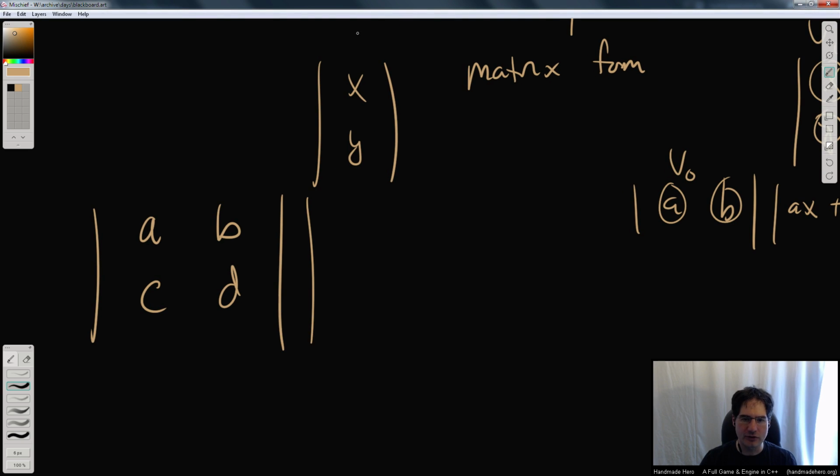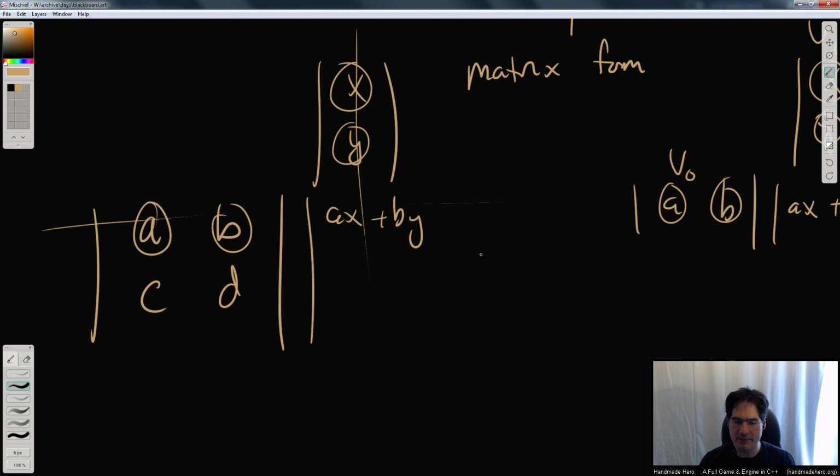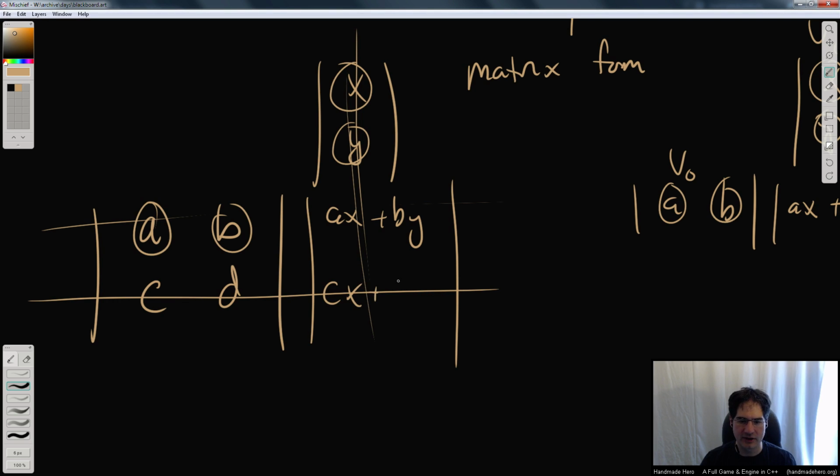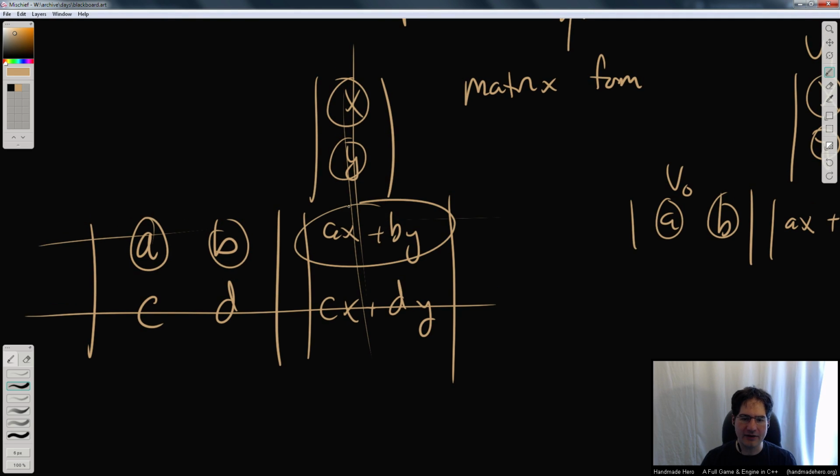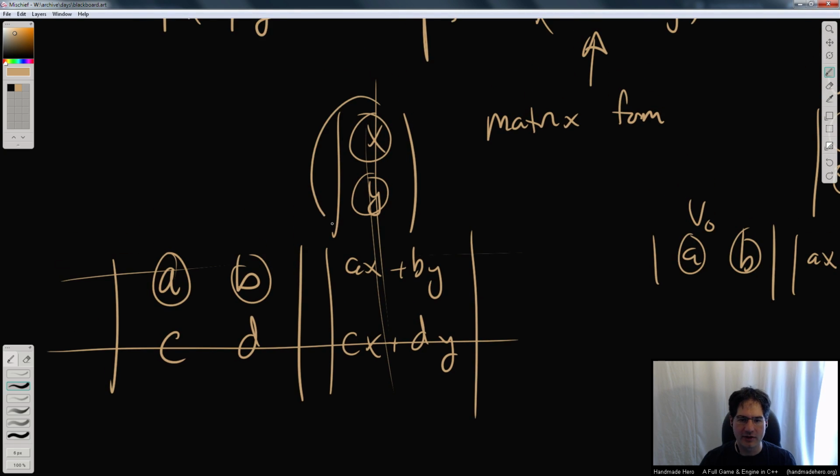All you do is start with the first column and the row, and you do that dot product. You take the first term and multiply them together. You take the next term, you multiply them together and add. You would keep going if you had more. When you're done with that, you go on to the next row, column. So it's cx plus dy. So really what we have here is two dot products. We have this dotted with this, and we have this dotted with that, okay?